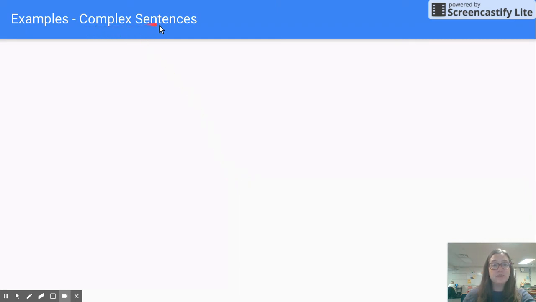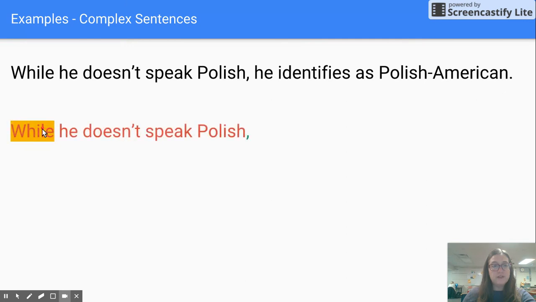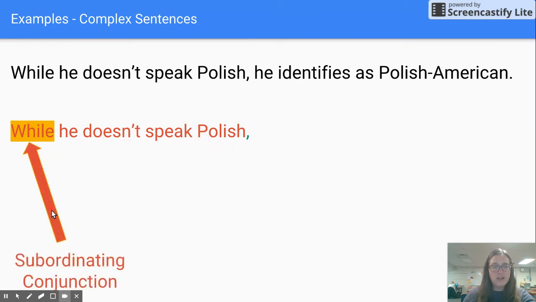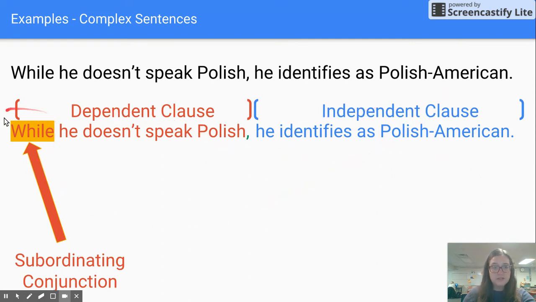Let's look at two examples of complex sentences. While he doesn't speak Polish, he identifies as Polish American. All right, this first part, I see it's got this word while. While he doesn't speak Polish, well, I know that while is the subordinating conjunction. So that means that while he doesn't speak Polish, because it can't live by itself, is the dependent clause. He identifies as Polish American. If this needed to, it could live by itself. It could stand on its own. It's independent, so it is the independent clause. So dependent clause plus independent clause plus subordinating conjunction equal complex sentence.